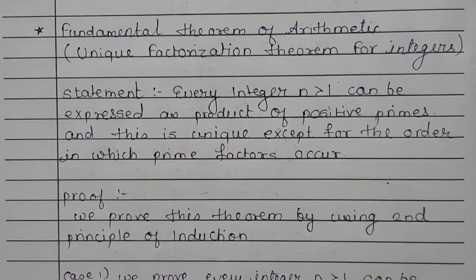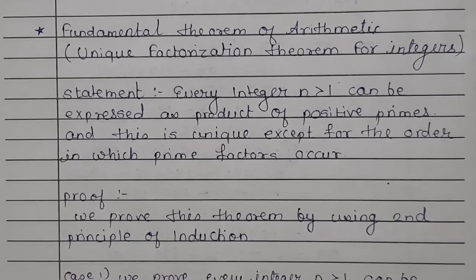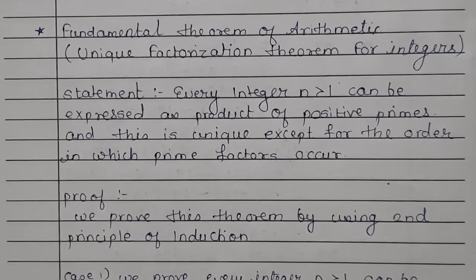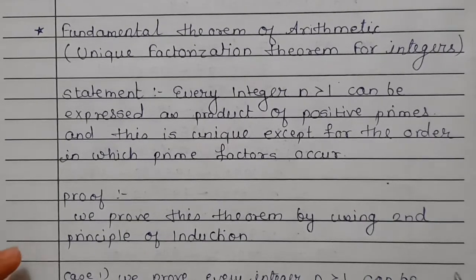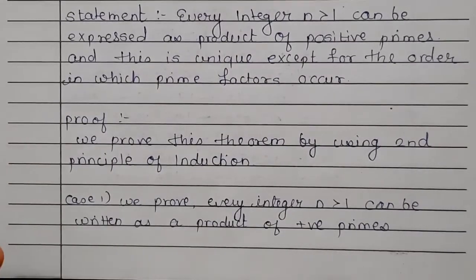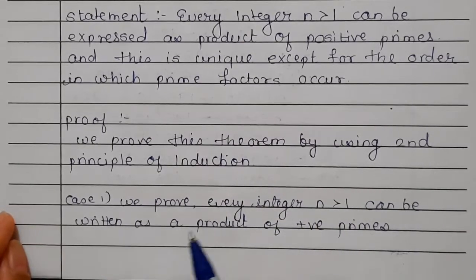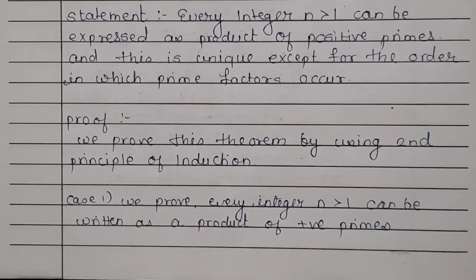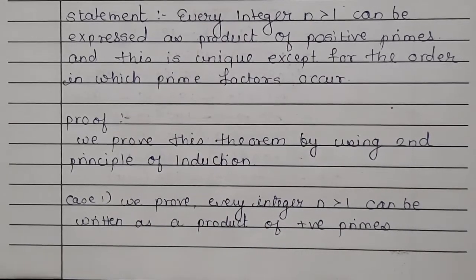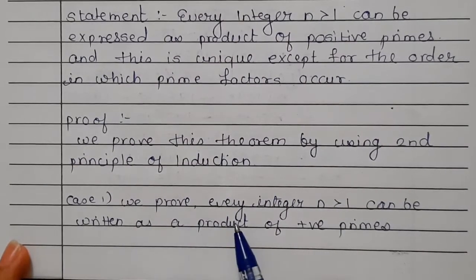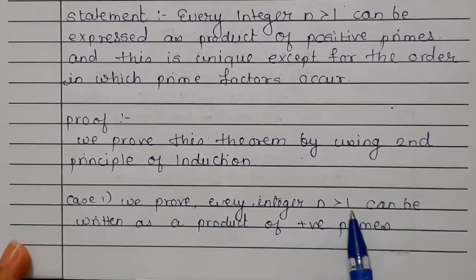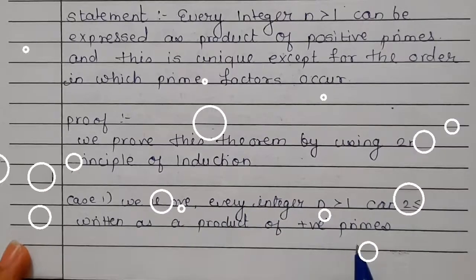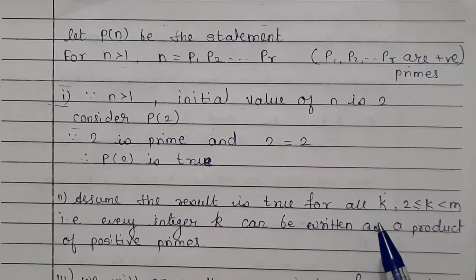We prove this theorem by the second principle of induction, in which we have two cases. First case is we prove every integer n greater than 1 can be written as a product of positive primes, and the second case is uniqueness of this expression. So let's see case 1. What is case 1? We prove every integer n greater than 1 can be written as a product of positive primes. We prove this theorem by induction, right?